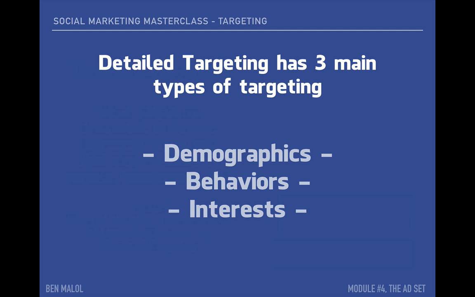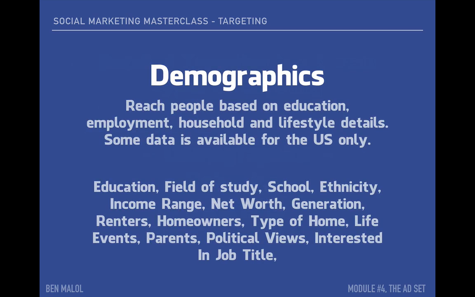Okay. Now, with detailed targeting, we basically have three main types of targeting. Okay, so we have demographics, we have behaviors, and we have interests. So demographics are basically reaching people based on education, employment, household, lifestyle details. Now, a lot of this data is only available for the US. Okay, so only if you are in the US, you can actually do a lot of these targetings. Now, some of it is taken from third-party data. So it's not always 100% accurate.